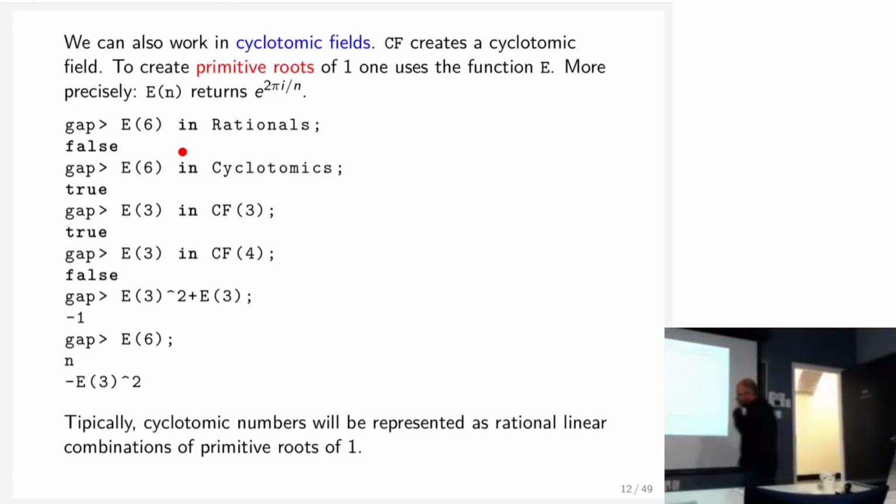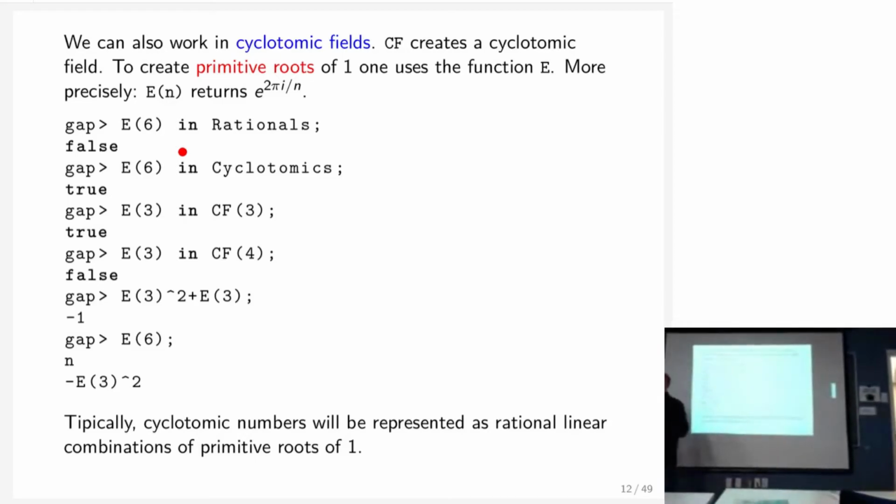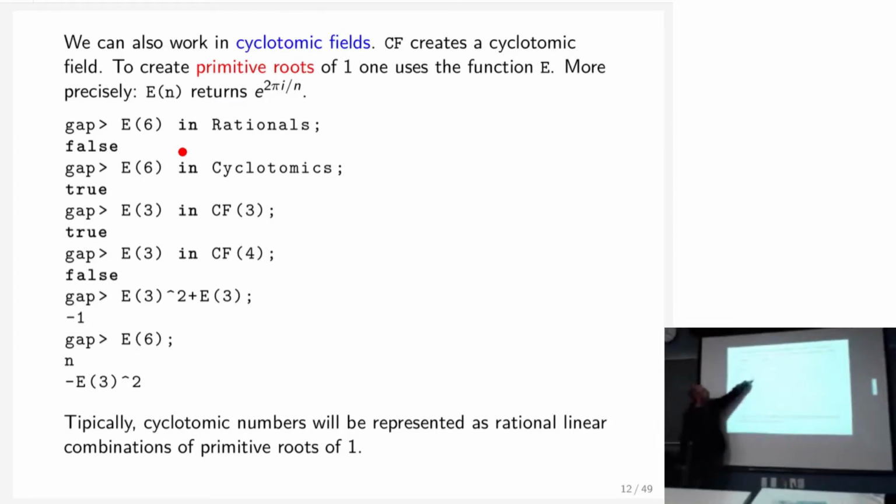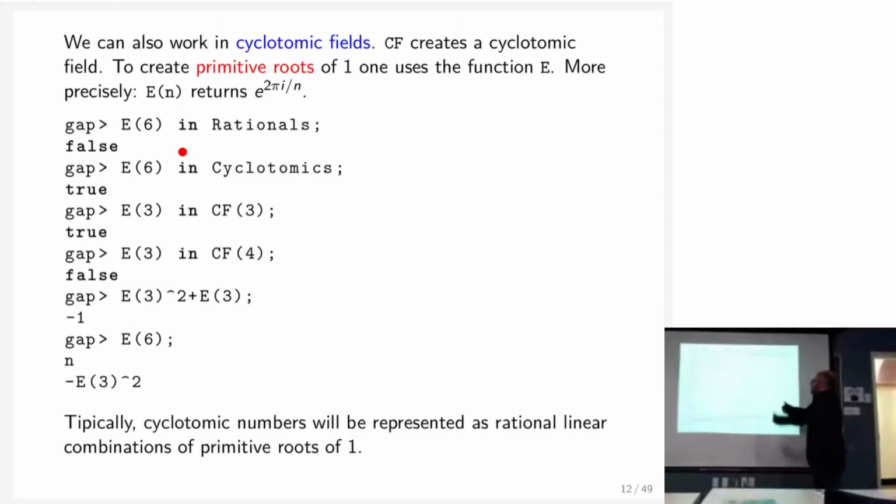So for example, let's check this. Rationals is, of course, the field of rational numbers. So is it true that this primitive 6th root of unity belongs to the rationals? Of course not. And this is what we are checking here. So you see that this command makes sense. But of course, this is a cyclotomic integer. And well, we can play a little bit like this.